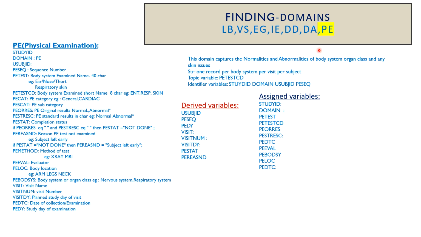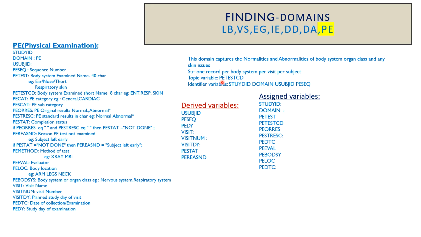The last domain will be PE domain. PE is nothing but physical examination. This domain captures the normalities and abnormalities of the body system organ class, like any skin issues. All those details will be captured. The domain itself tells you that: PE, physical examination. Structure will be one record per body system per visit per subject.